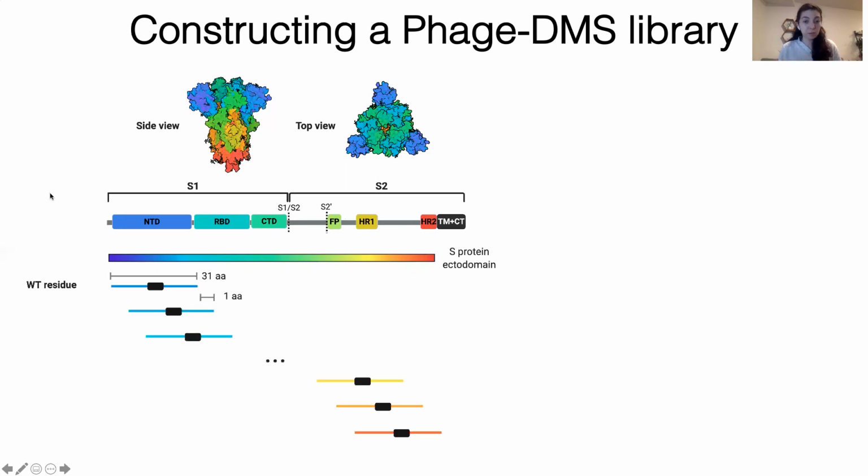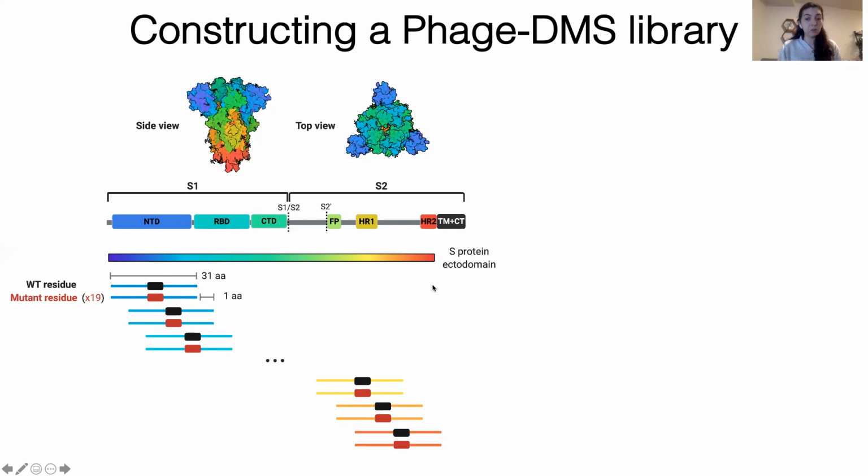First we begin by designing wild type peptides, 31 amino acids long. These peptides overlap by 30 amino acids and tile across the entire length of the protein. Additionally, at every position, we design peptides that have every possible single amino acid substitution. This variable amino acid is located at the central position on the peptide.